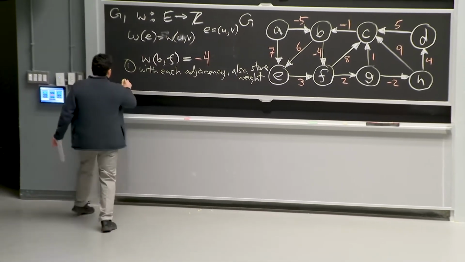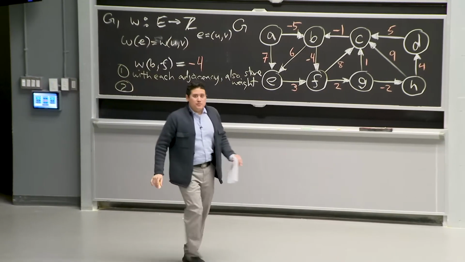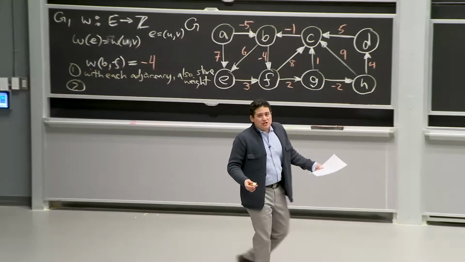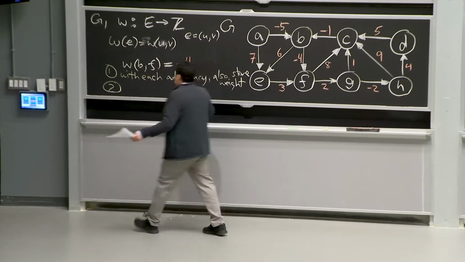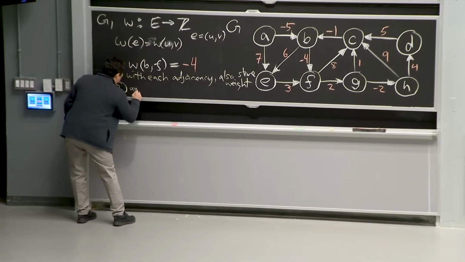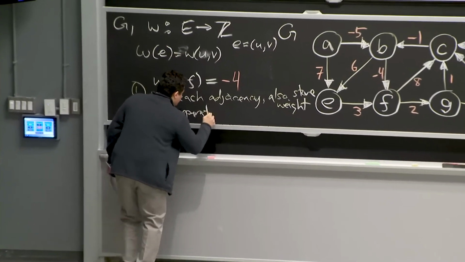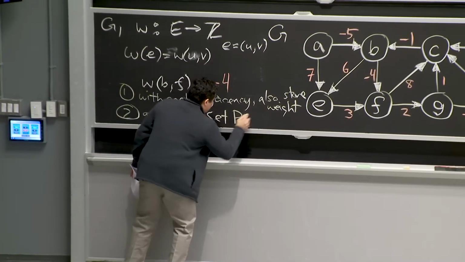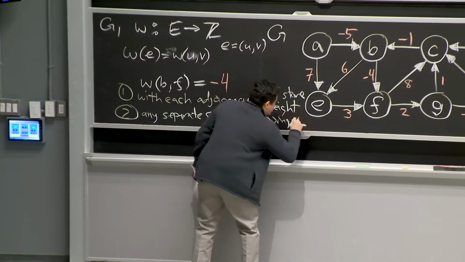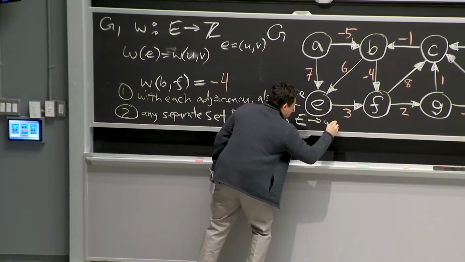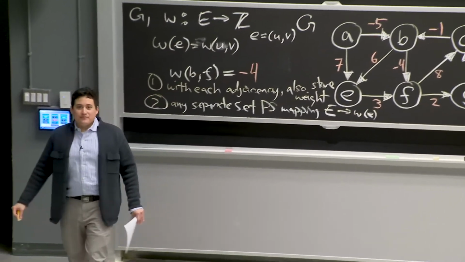A second way, instead of trying to modify our graph structure that we gave you before, is to just have a dictionary of all the edges mapping to their weights, right? And we already know how to do that. Just any separate set data structure mapping edges to their, I guess, weights. Bad notation, but you get the idea. Okay?